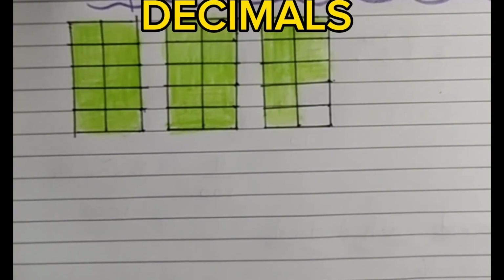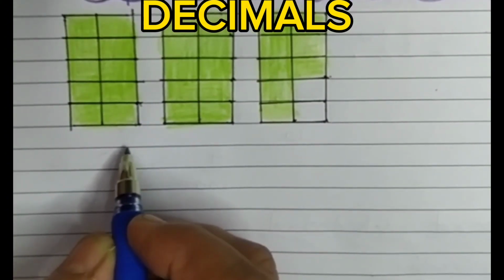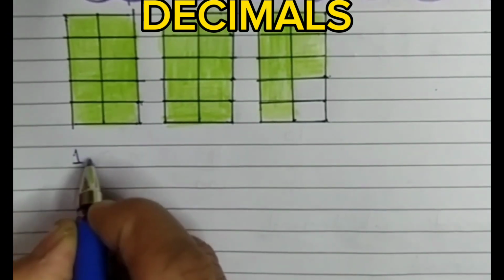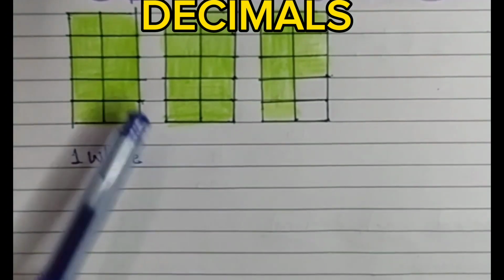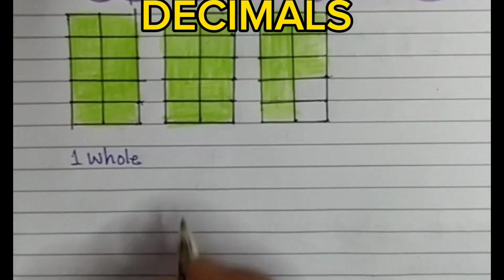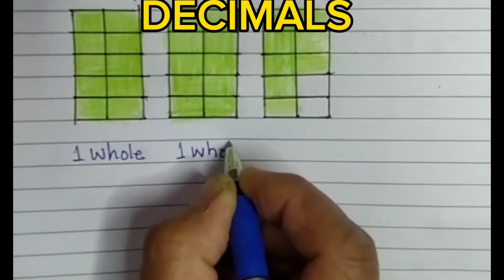Just see the figure here. There are 3 figures drawn. Don't you see the first figure, which is completely shaded? So there's no fraction here, it's just a whole number. Okay, so what do you see here? One whole figure is shaded. When you see another one, yes, the same thing here. One whole figure is shaded.